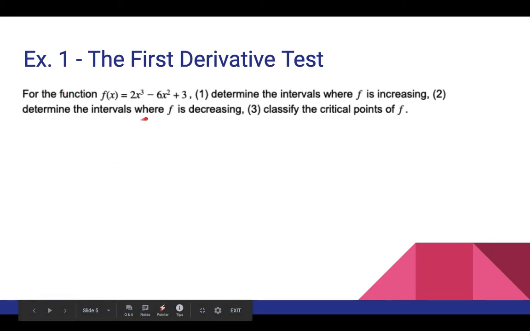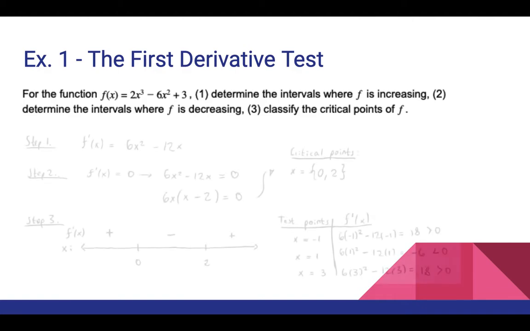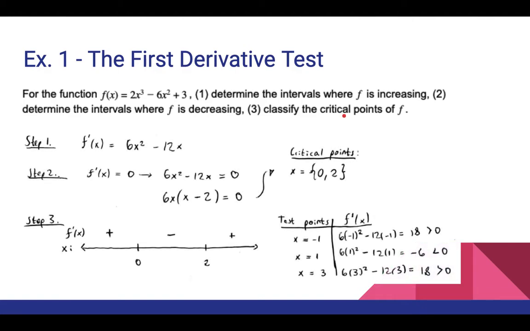For the function f of x equals 2x cubed minus 6x squared plus 3, we first want to determine the intervals where f is increasing, second determine where f is decreasing, and third classify the critical points of f. This is a pretty standard free response type question that they throw in the exam, especially as pertains to function analysis. So we can actually cover all three of these with the first derivative test in just the four steps outlined on the prior slide. So first step is we take the derivative. The derivative of 2x cubed minus 6x squared plus 3 is going to be 6x squared minus 12x.